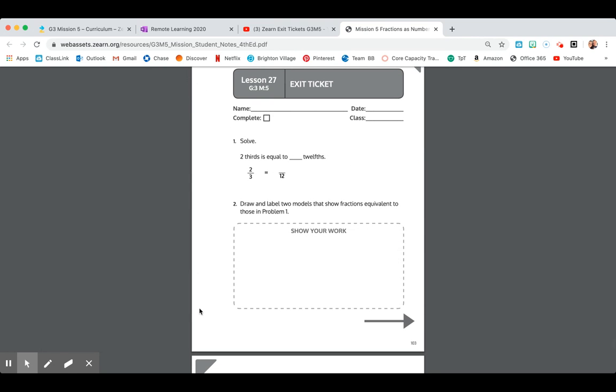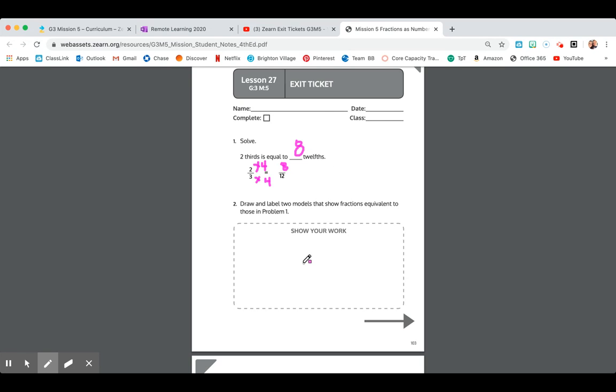Number 1 says solve. 2/3 is equal to how many twelfths? So in this lesson, we're talking about equivalent fractions. So how can we get from thirds to twelfths? Well, we can think about what times 3 equals 12, and I know that that would be 4. And so I'm going to also multiply 2 times 4, and 2 times 4 is 8, and so 8 twelfths would be my answer. 2/3 is equal to 8 twelfths.